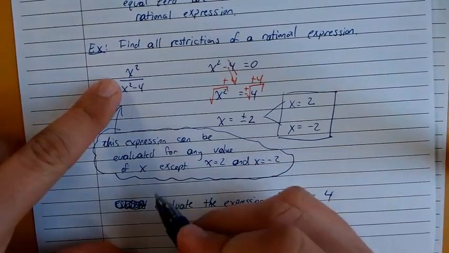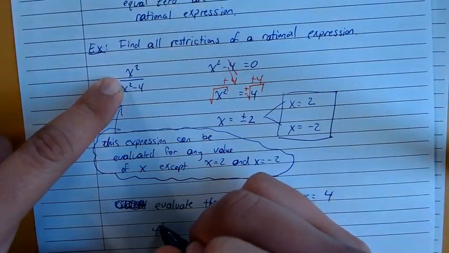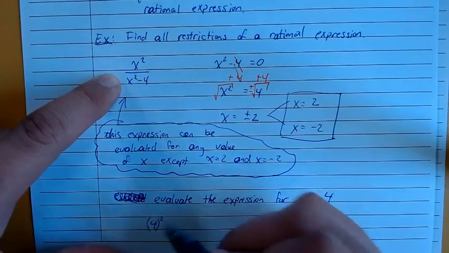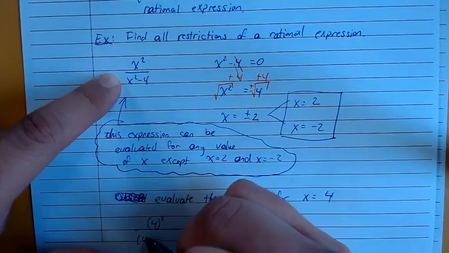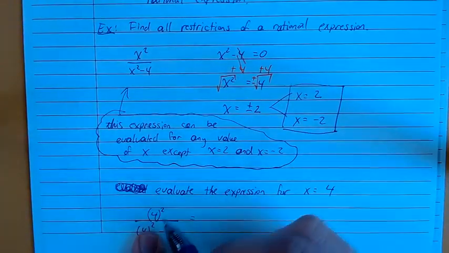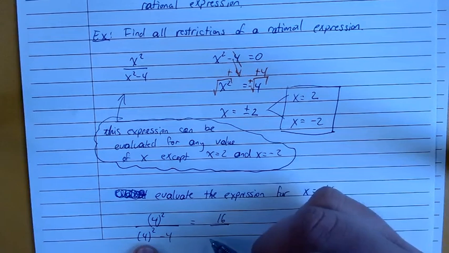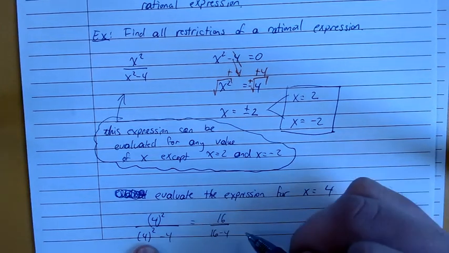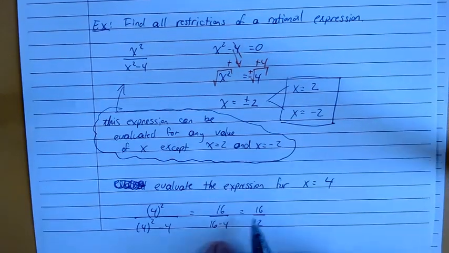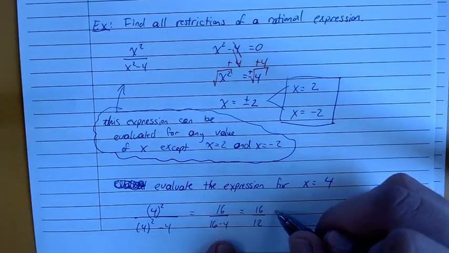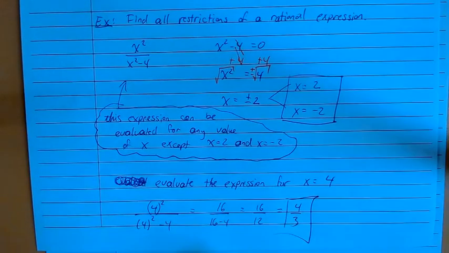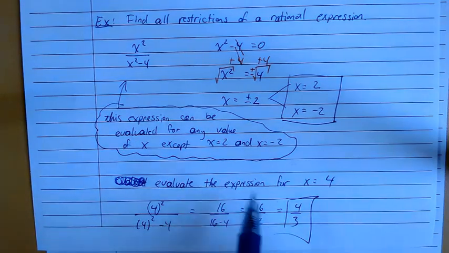Okay. In that case, I'm going to have 4 squared. I'm going to go ahead and put it in parentheses just to highlight the fact that that's the number that I plugged in. Over 4 squared minus 4. And here that's 16 in the numerator, 16 minus 4 in the denominator, which is really 16 over 12. And then I can actually reduce that, dividing the top by 4 and the bottom by 4. And there we go.